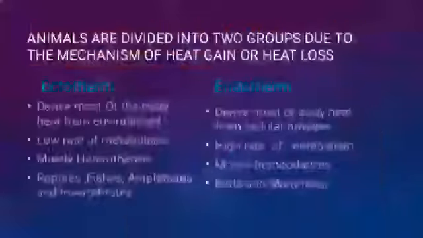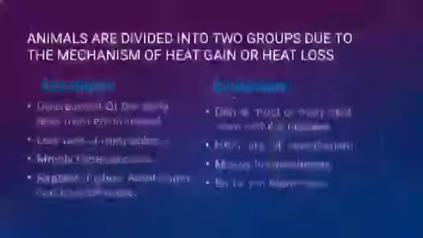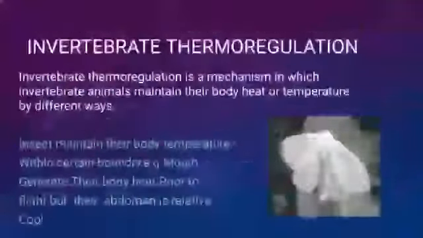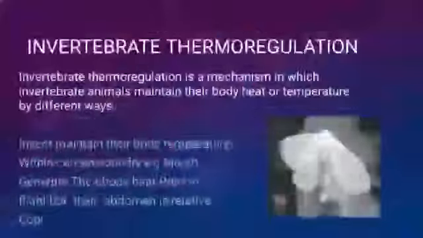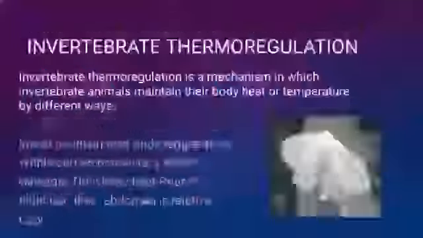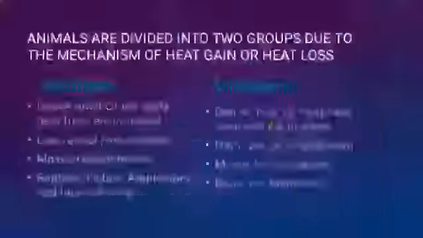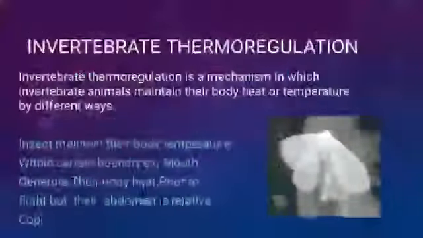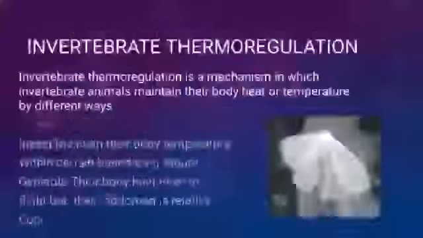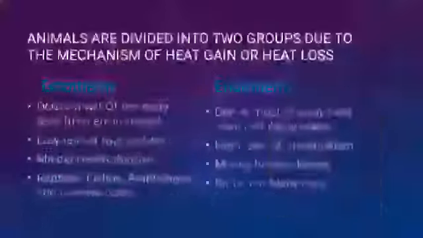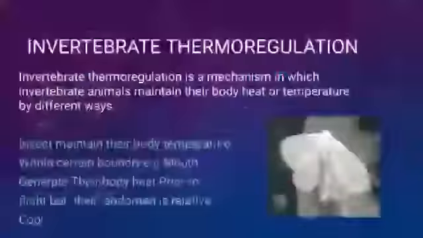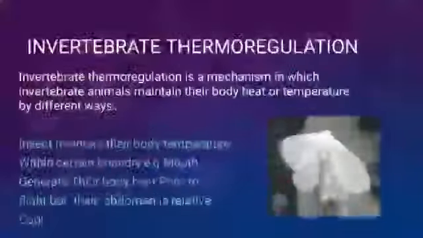Then temperature regulation in invertebrates. Invertebrate thermoregulation is a mechanism in which invertebrate animals maintain their body heat or temperature in different ways. For example, insects maintain their body temperature within certain boundaries. For example, moths generate their body heat prior to flight, but their abdomen is relatively cool.